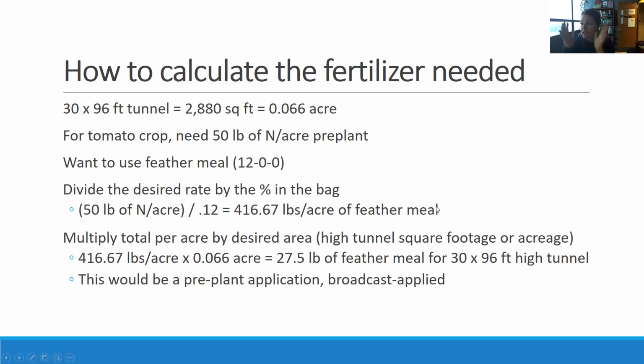So if you needed to fertilize an entire acre, you would need 416 pounds of feather meal, but you don't. You only need 0.07 acres. So you're going to multiply this number by your actual area, 0.066, to get 27.5 pounds of feather meal for that entire high tunnel, right? So this would be your pre-plant application, and that would be a broadcast applied to that entire interior of the tunnel.